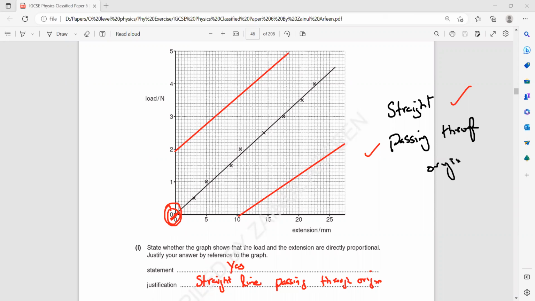Yes, sir, clear. So, sir, this is a graph for Hooke's law, right? Yeah. The straight line passing through the origin shows that it is directly proportional.